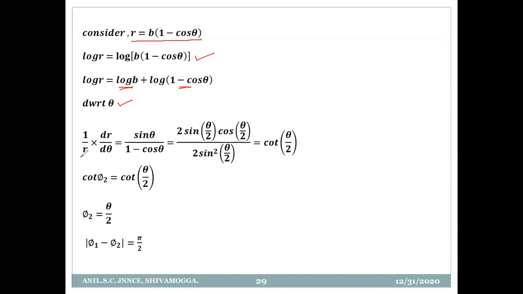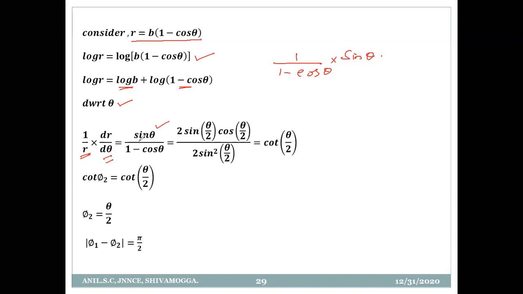Derivative of log r is 1 by r, and that of r is dr by d theta. This is equal to derivative of log 1 minus cos theta is 1 over 1 minus cos theta, and derivative of 1 minus cos theta. 1 is constant, its derivative is 0. Derivative of minus cos theta is sin theta. That is sin theta divided by 1 minus cos theta.